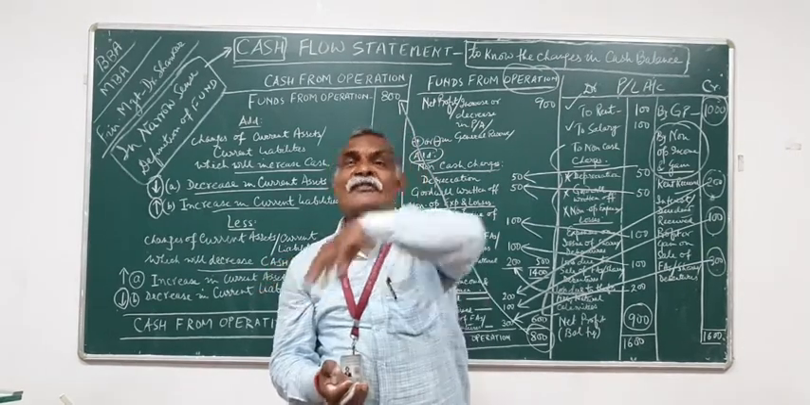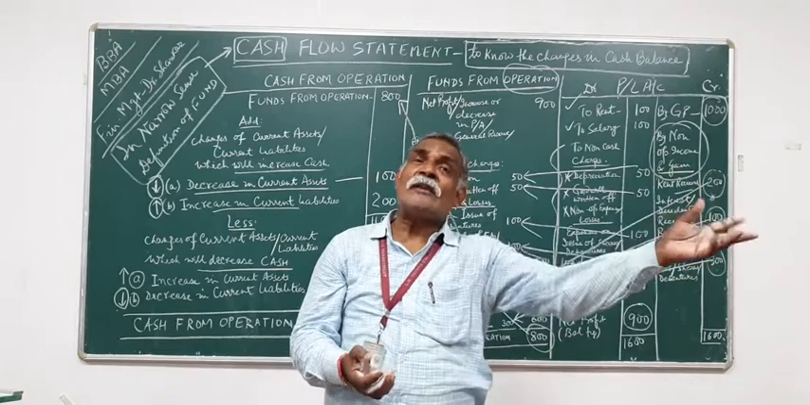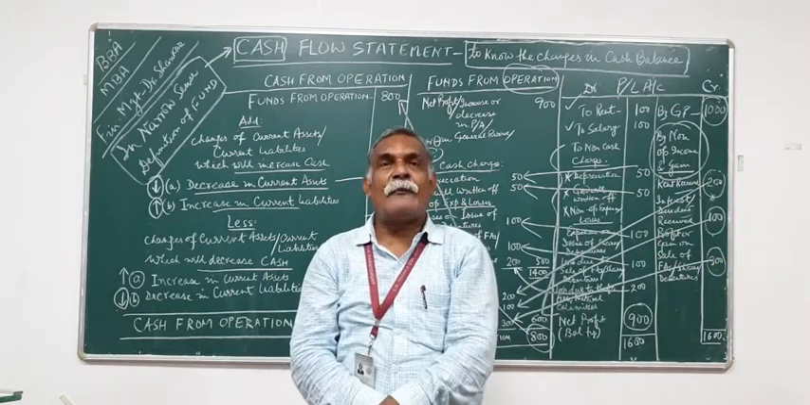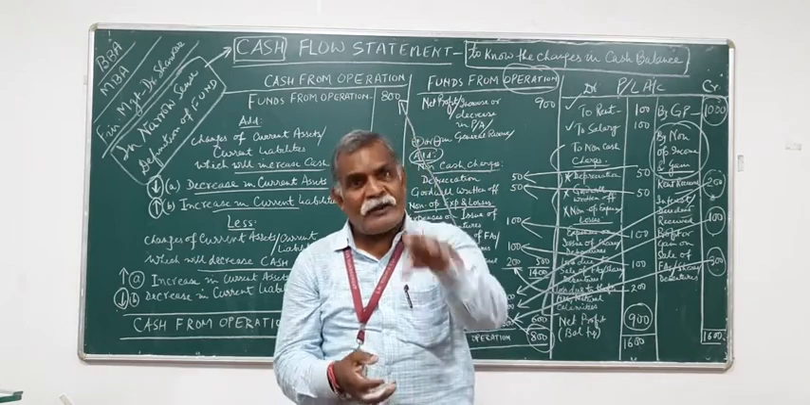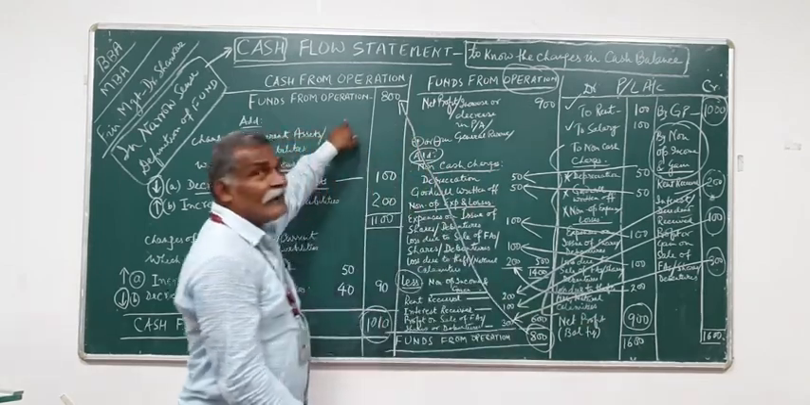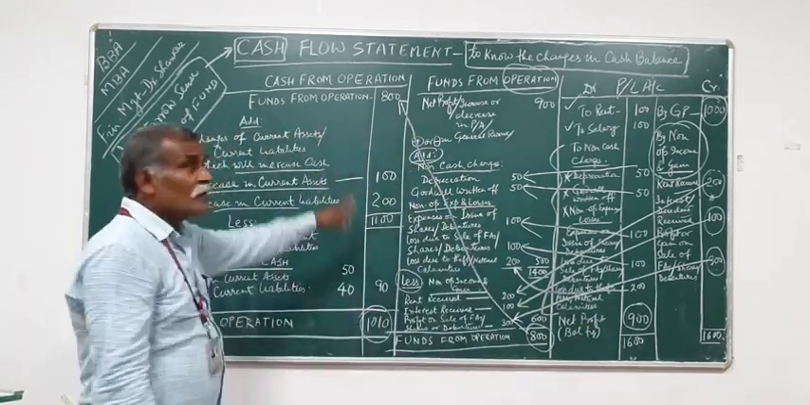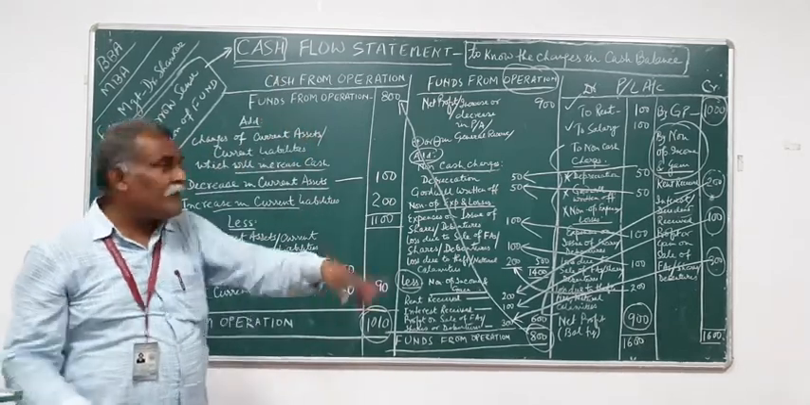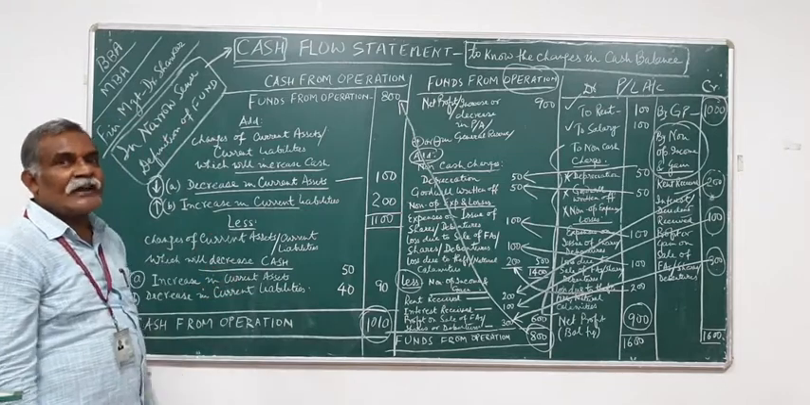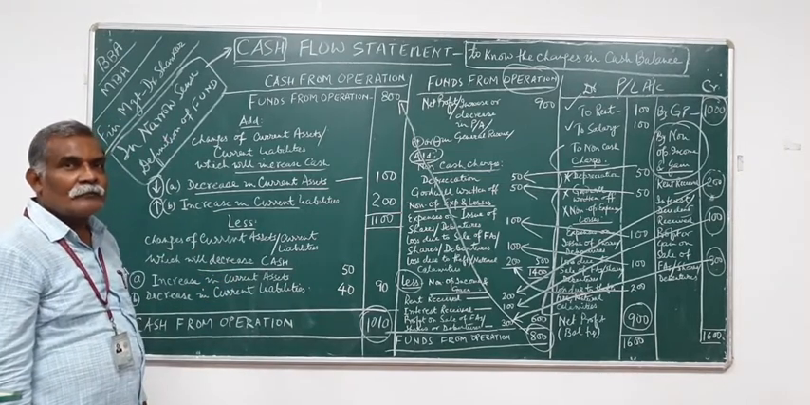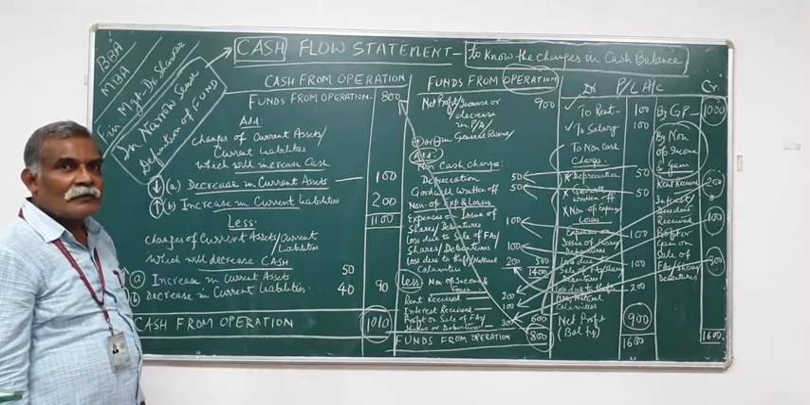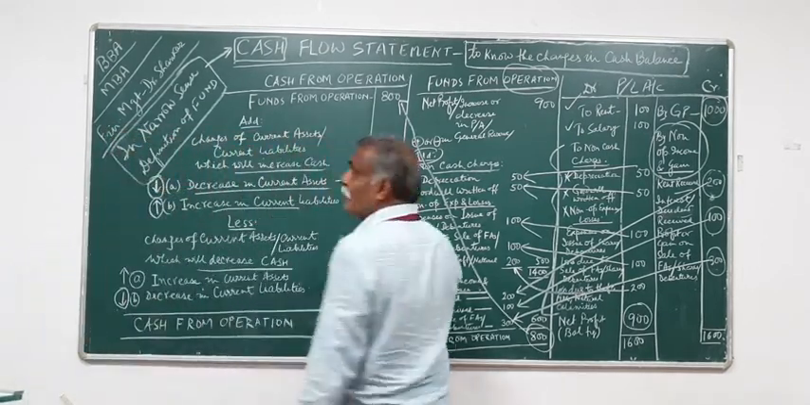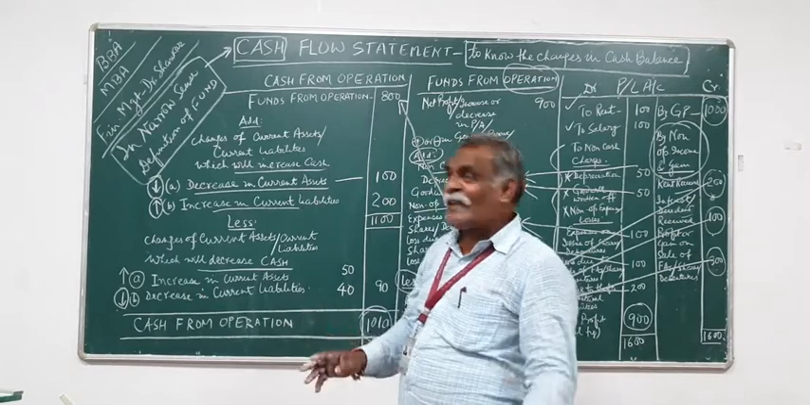In fund flow statement, we prepare fund from operation. In cash flow statement, also we prepare fund from operation. And after calculating fund from operation, we will add all those items which we have considered in the schedule of changes in working capital. Here we will add or subtract. Is that clear? So, I can discuss once in Hindi.